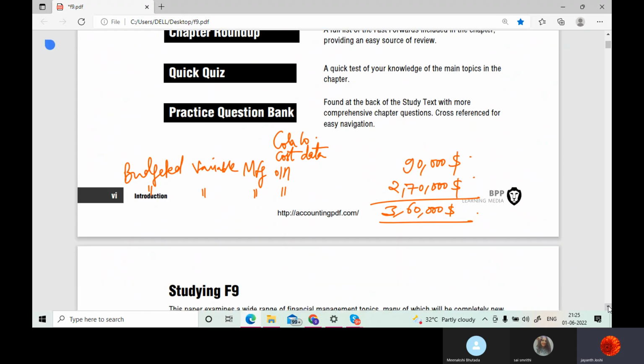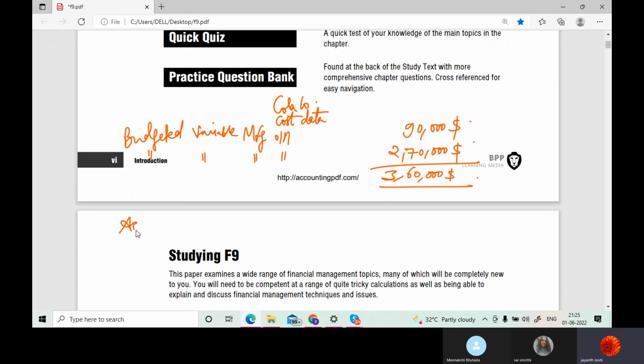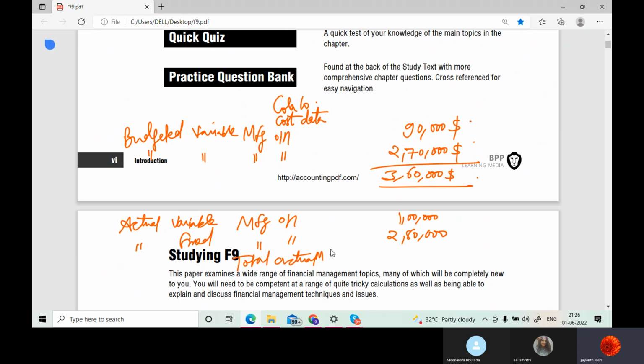Now actual variable manufacturing overhead 1 lakh. Actual fixed manufacturing overhead 2,80,000. Total actual manufacturing overhead 3,80,000.